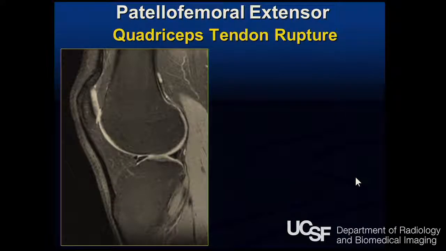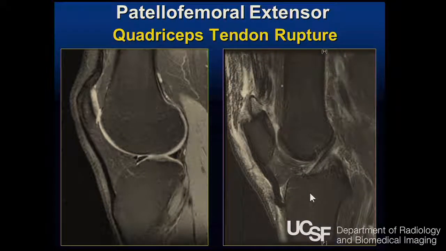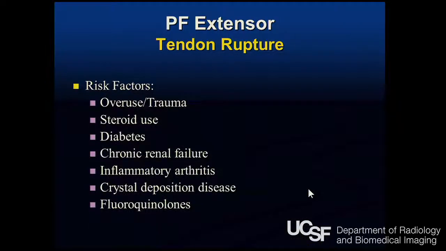I've included some slides here on the extensor mechanism, the quadriceps, and the patellar tendons in your syllabus, just to show you a couple of cases of tendon ruptures. But I want you to have a differential for tendon ruptures. You know, typically these were seen in traumatic cases, patients who had a specific injury and then came in with a tear.